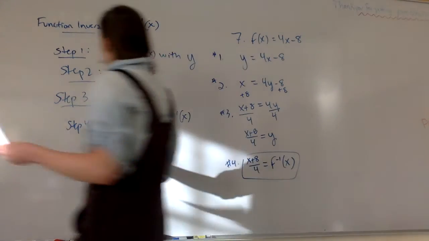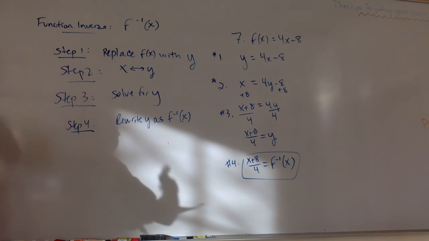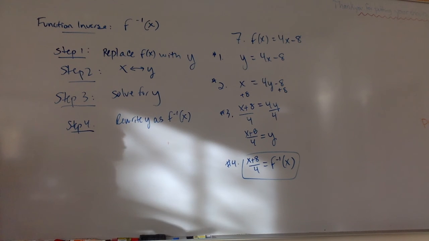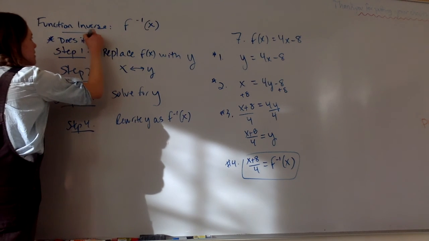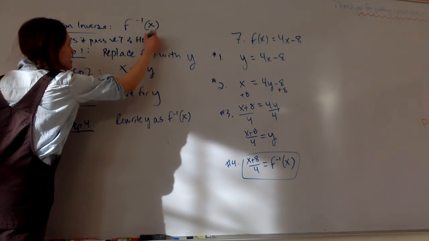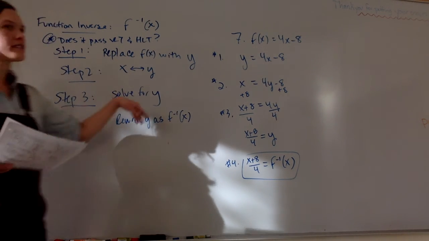So really, step 1 says replace f of x with y, but what is my first step? Like looking at 9, looking at 12, what is my first step? What's the first thing I should look at when I'm taking this? Does it pass VLT, vertical line test, and HLT, horizontal line test? And if it does, then I go through these 4 steps.